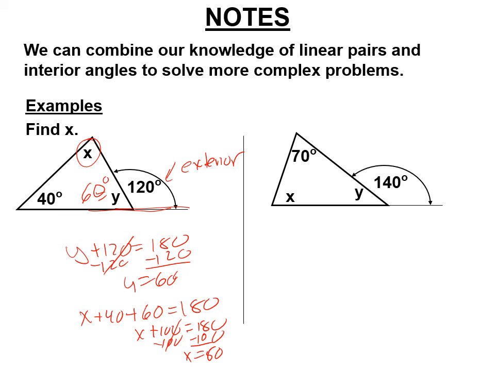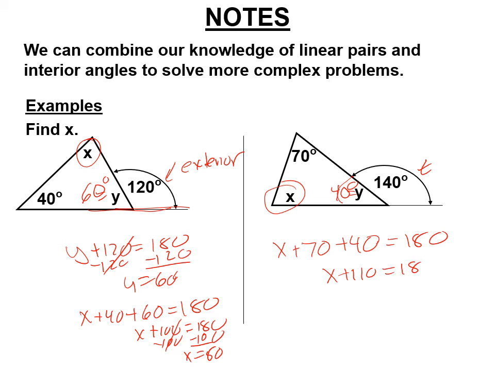Let's try it again. So that's 140. y must be 40, because these two must add up to 180. They're a linear pair. And then this x over here, plus the 70, plus the 40, are the three interior angles. These are interior, this is exterior out there. The three interior angles add up to 180, so this is x plus 110, 70 plus 40, and subtract 110 from both sides, and so x must be 70 degrees.